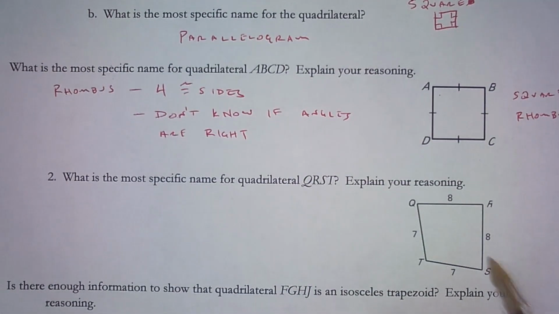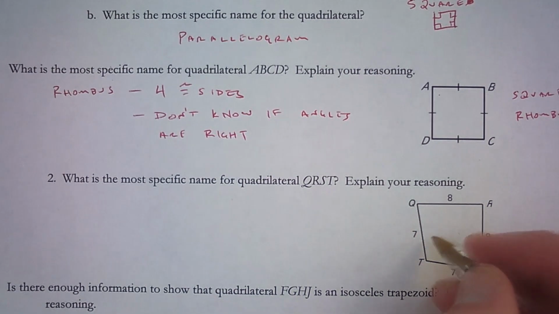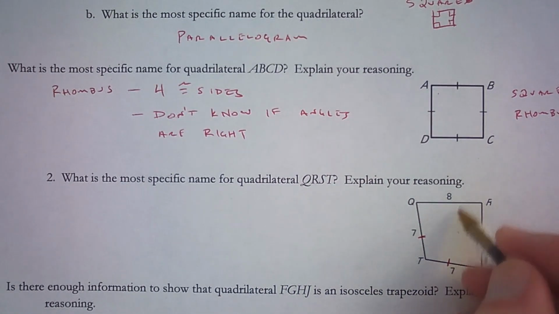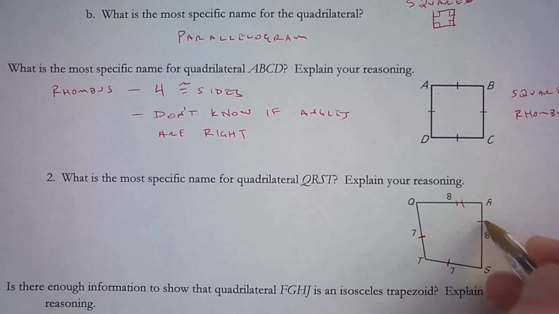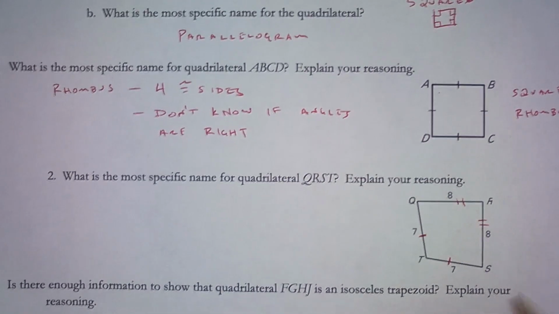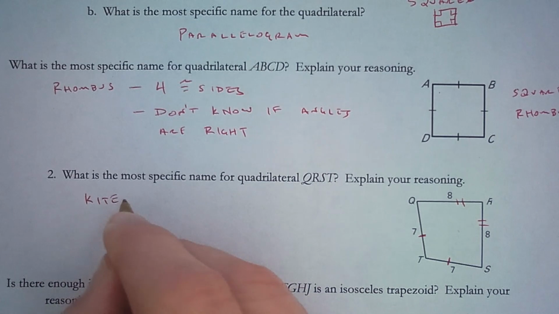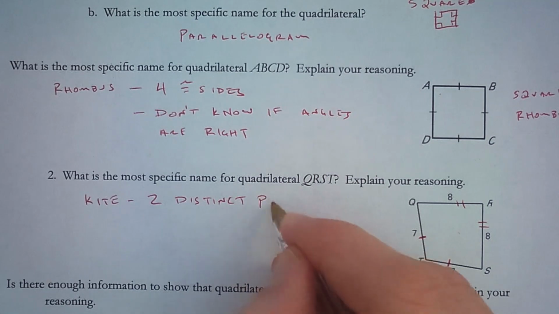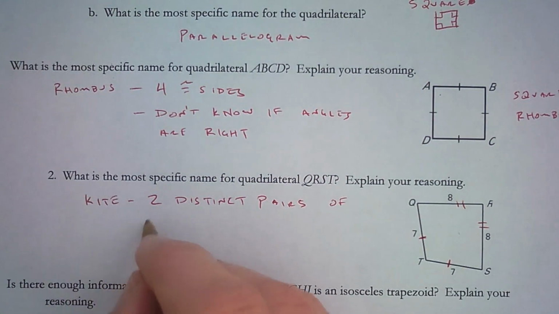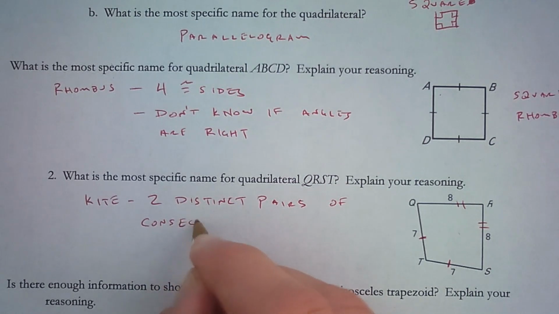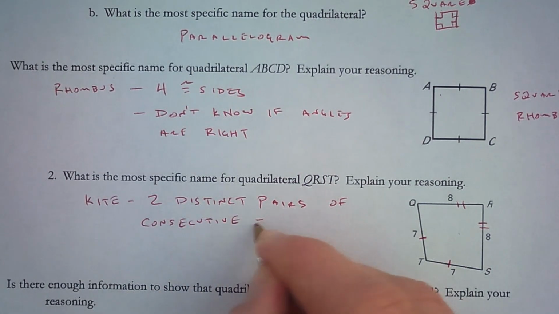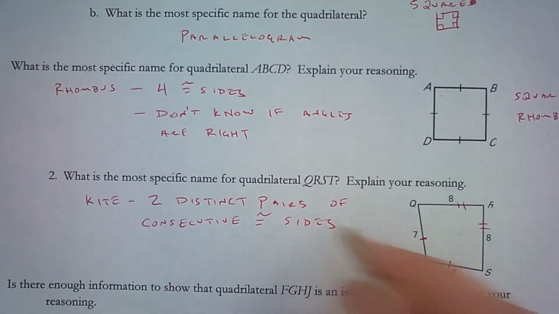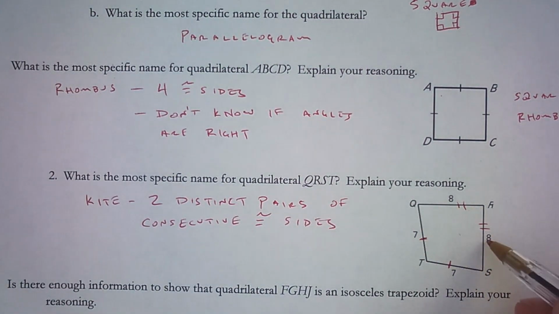How about the most specific name for this quadrilateral right here? I've got two 7s and two 8s. 7s are next to each other, so they're consecutive congruent sides. And then a different pair of consecutive congruent sides. I'm going to say that right there must be a kite. There are two distinct pairs. Distinct means not the same as each other. Of consecutive, which means next to each other, congruent sides. So I've got a pair of consecutive congruent sides here and a different or distinct pair of consecutive congruent sides here.